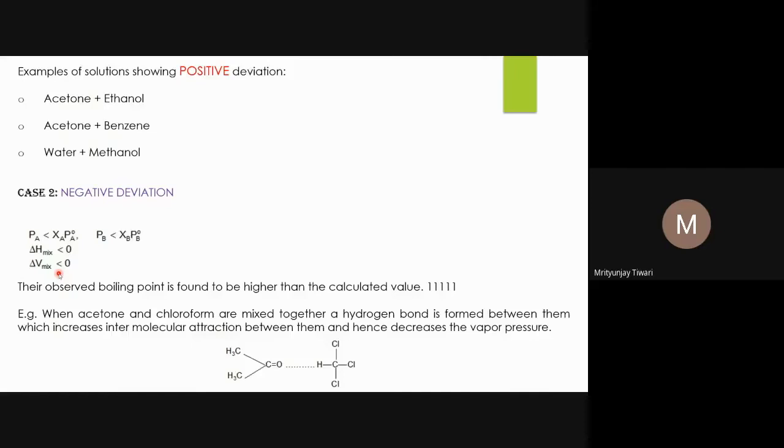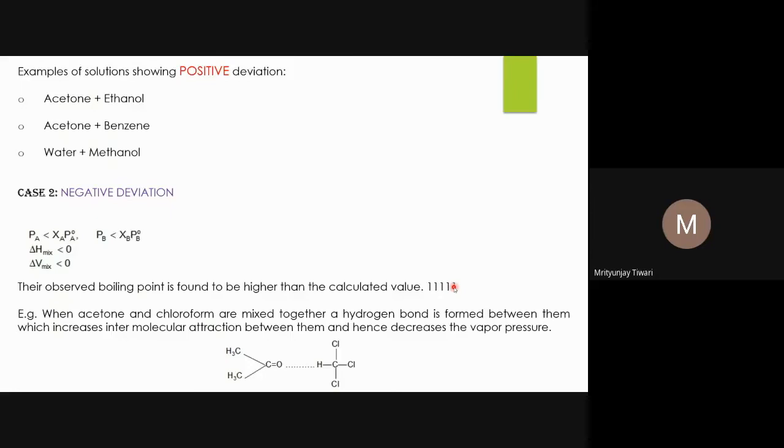So the volume has also decreased, meaning the final volume minus the initial volume. The initial volume is before mixing, when the pure solute and solvent were there, the sum of their volumes. Now the sum of the volume of solute and solvent is more than the volume of the solution. That is why delta V mixing is less than 0. Their observed boiling point is also found to be higher than the calculated value.